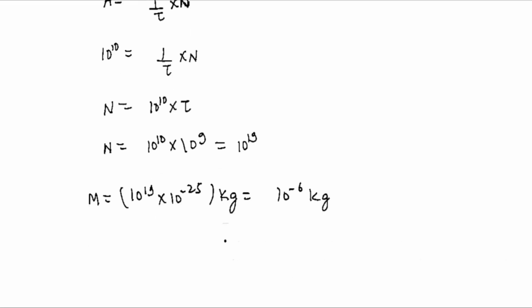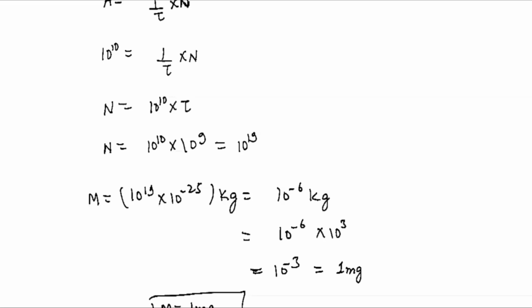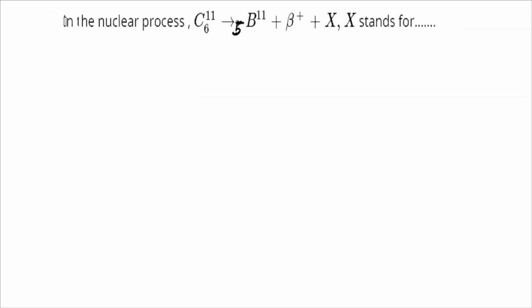So we have to tell the answer in milligrams, mg. So in mg, it will be equal to 10 raised to the power minus 6 into 10 raised to the power 3. So it will be equal to 10 raised to the power minus 3. It will be equal to 1 milligram. So the value of m will be equal to 1 milligram. And this is our answer. Thank you.